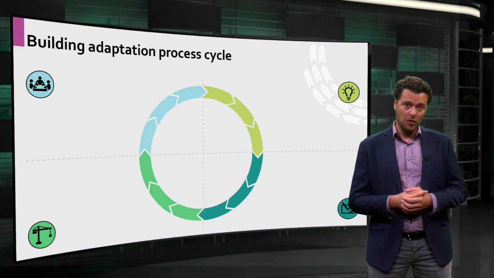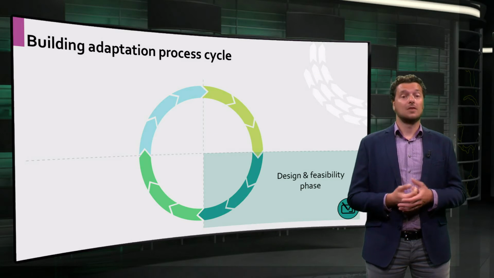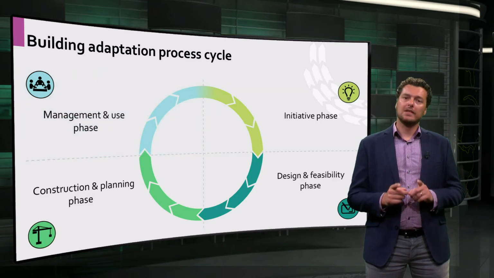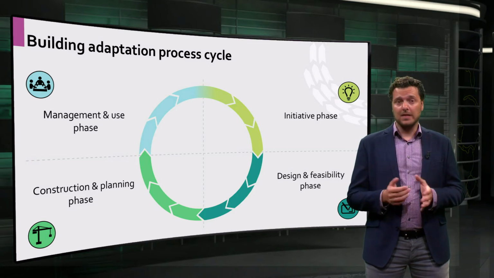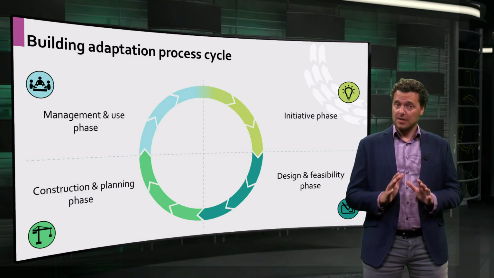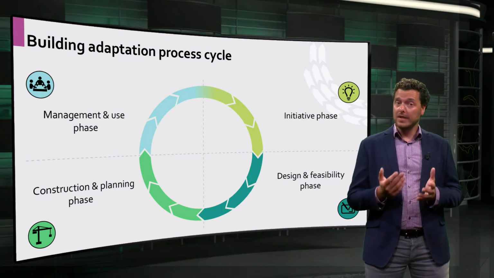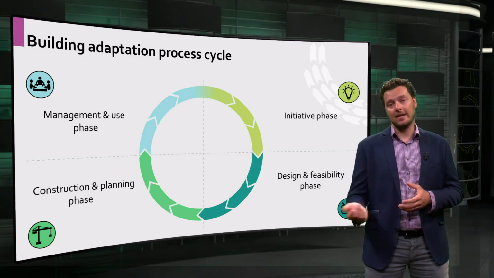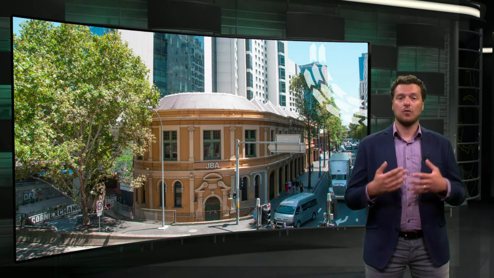The cycle consists of 4 consecutive phases: the initiative phase, the design and feasibility phase, the construction phase, and the management and use phase. The development of a new building starts with an initiative and ends in a management phase. Note that an existing building that needs to be adapted is always in a management and use phase. But to start the building adaptation process, someone still needs to take the initiative to adapt it. Then a redesign has to be made, the building needs to be reconstructed, and finally the building can be reused again.